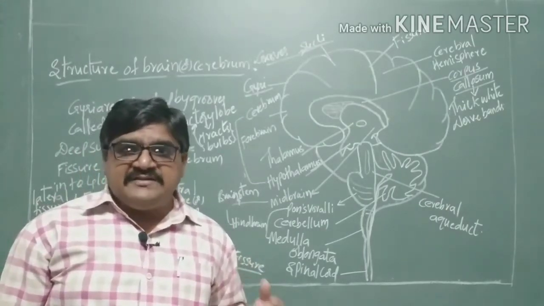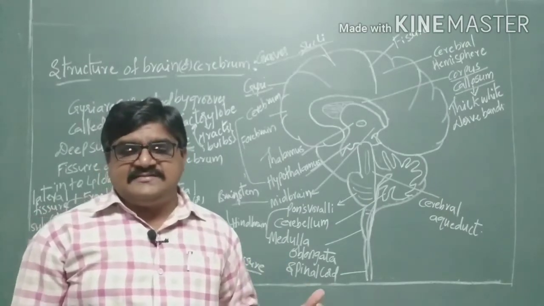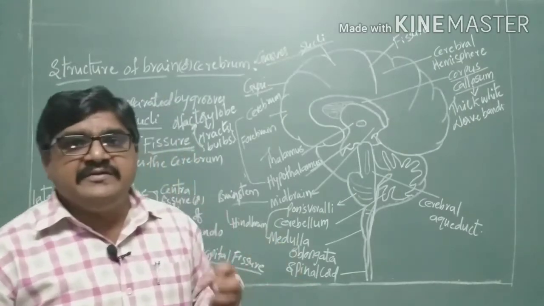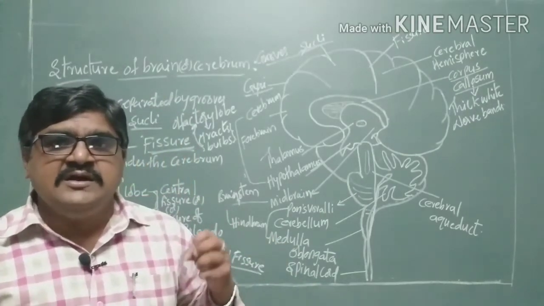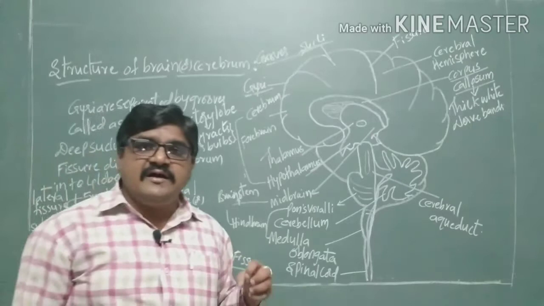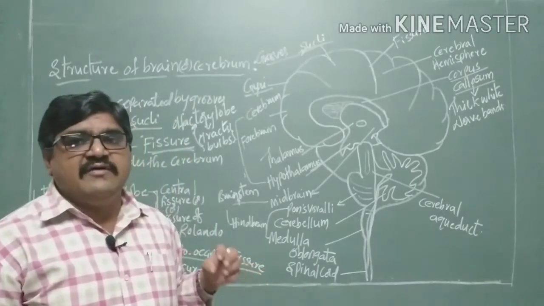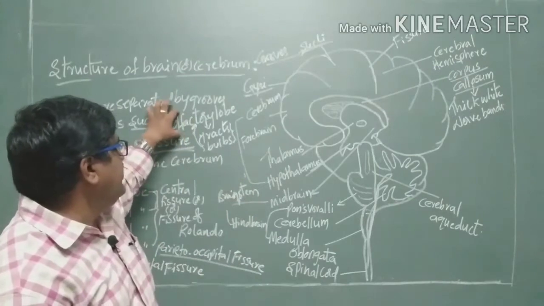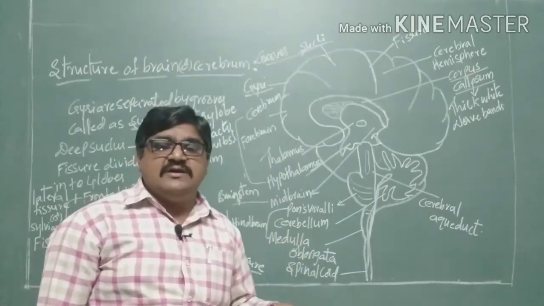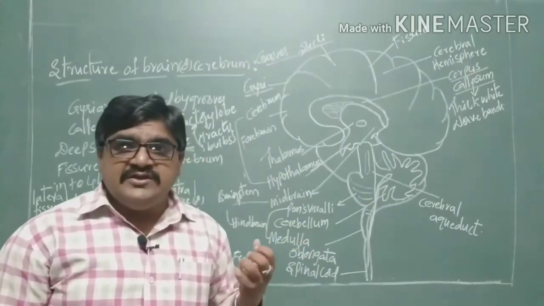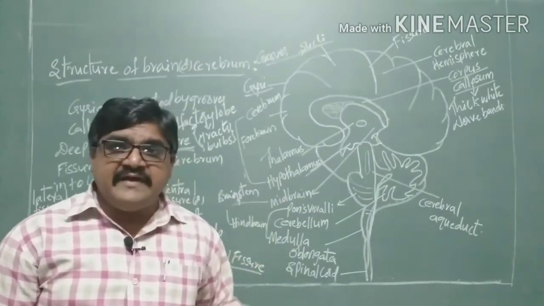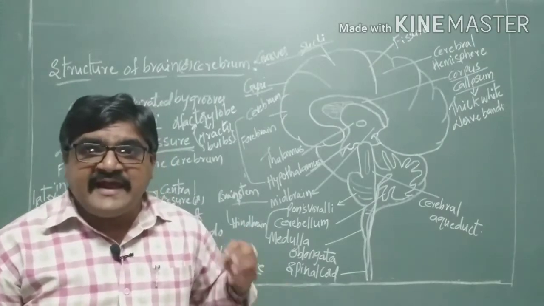But in other mammals and other vertebrates, these are well developed, where they are helpful for knowing the smell of substances. So they are well developed in other mammals, but in humans they are not well developed, because the nose is well developed. The nose is a sense organ for knowing the smell of substances. So these olfactory lobes are not well developed, but they are divided into olfactory tracts as well as olfactory bulbs.